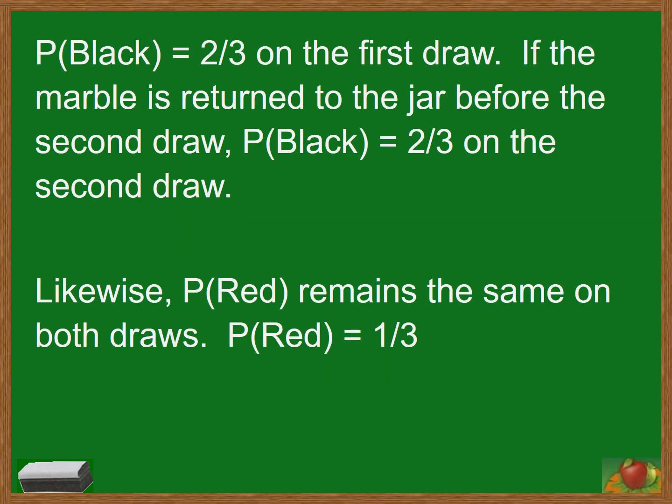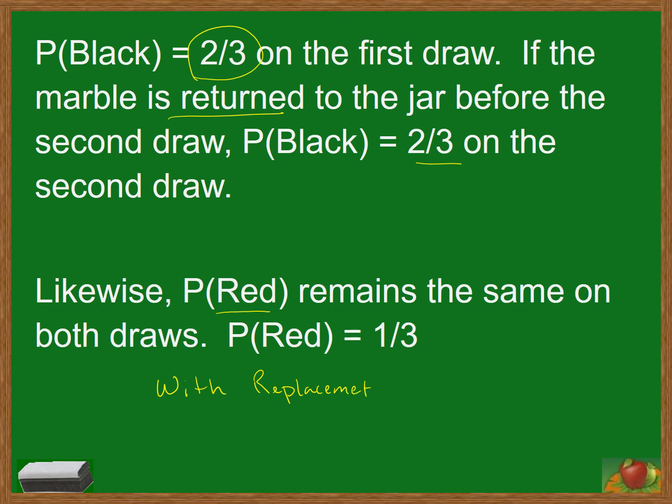Now, the probability of black is 2 out of 3 on the first draw because there are 2 blacks out of 3 marbles. Now, since the marble is returned, the probability in the second draw is no different. I still have the same set of marbles I'm drawing. Also, the probability of red remains the same on each trial because I'm going to pull the marble out and put it back in. This is called an experiment with replacement.